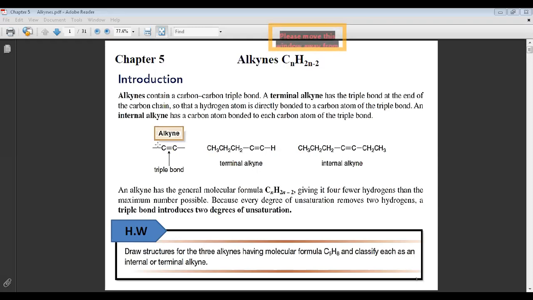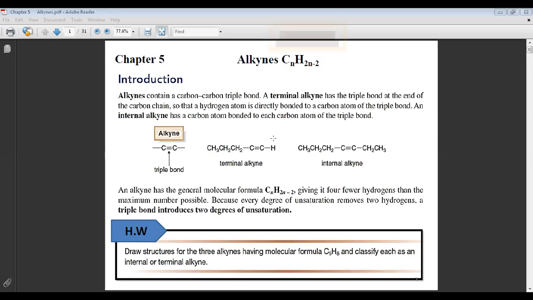Okay, and where is it? On the triple bond. The triple bond, we have 3 bonds. That means one of them is sigma and 2 are pi bonds. This is the 2 degrees of unsaturation. Now for the alkyne compound, students, alkyne contains a carbon-carbon triple bond. Yes, it will be a triple bond.